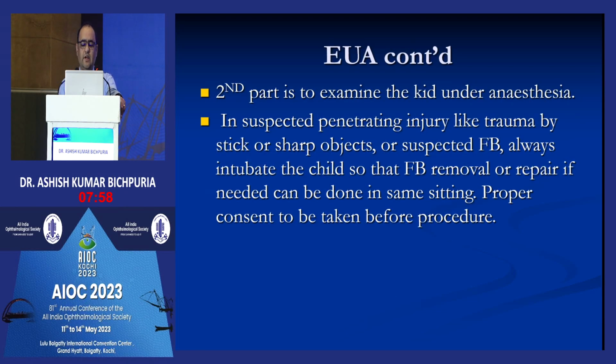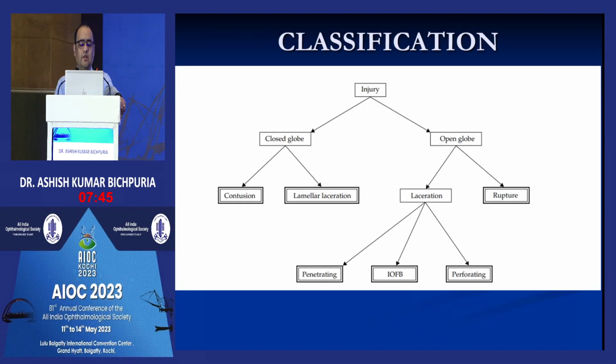In suspected penetrating injury, like trauma by stick or sharp object, or suspected foreign body, always intubate the child so that foreign body removal or repair, if needed, can be done in the same setting. Proper consent to be taken before the procedure. Now the classification is closed globe and open globe. In closed globe, you may have contusion, lamellar laceration. In open globe: laceration, rupture, penetrating, IOFB and perforating injuries.